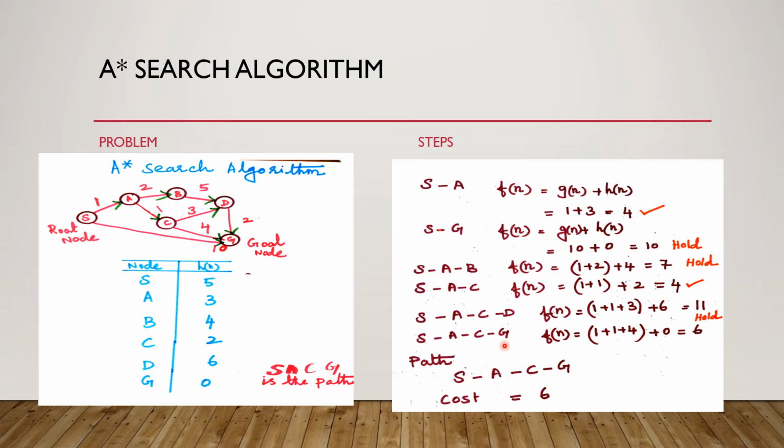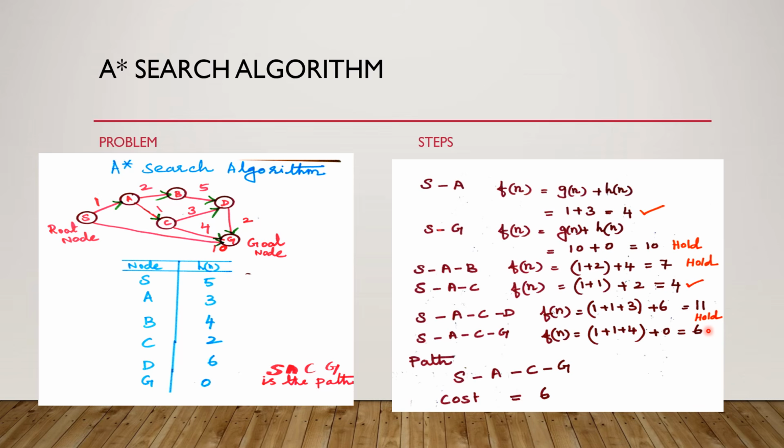Now we see that we have already reached the goal node with the lowest f of n value. So the optimal path we can select for this A star search algorithm problem is S to A to C to G. Here we also have one path S to G available, but the f of n value for S to G is 10. So between 10 and 6, which one is the lowest value? 6.